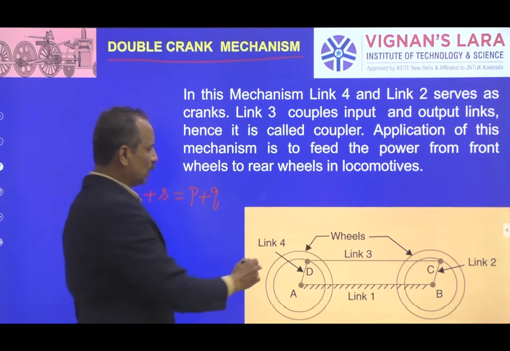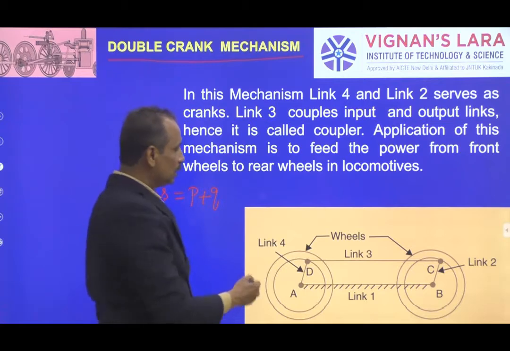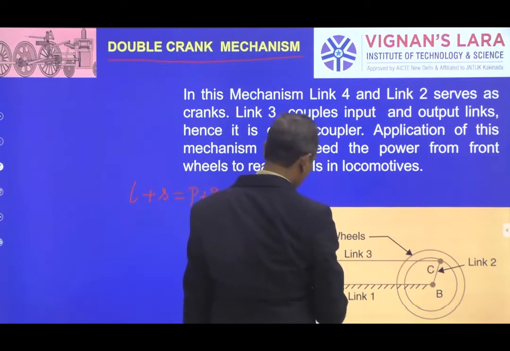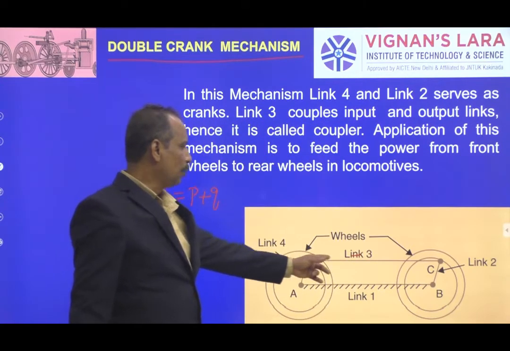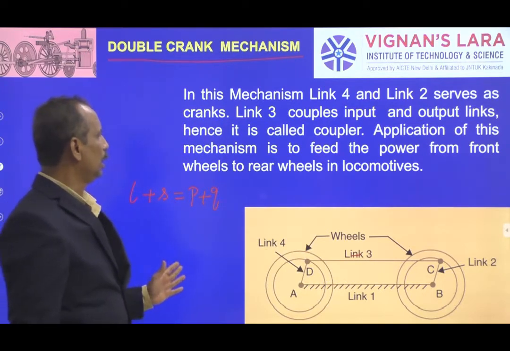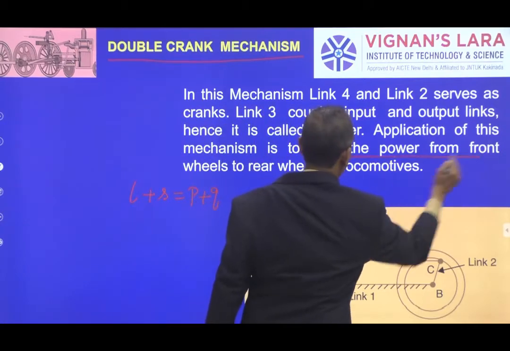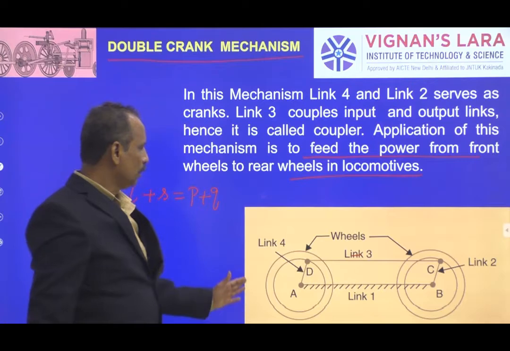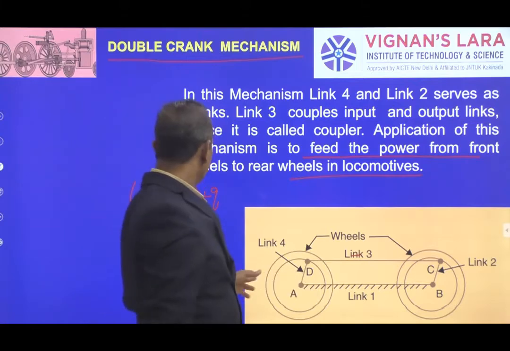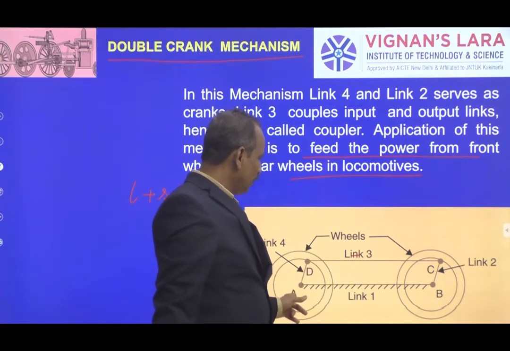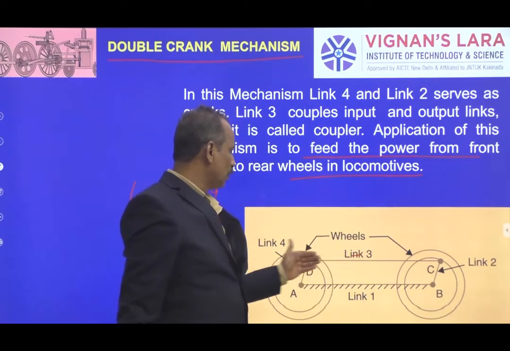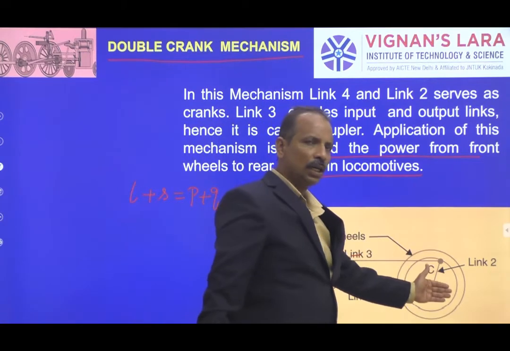As per our definition, a crank is nothing but a link which can revolve 360 degrees. One of the links is fixed and the other one is connected by means of a coupler, which is link 3. Practically you can see this in locomotives, where power is supplied from front wheels to rear wheels, or driving wheels to driven wheels. You can see here these are the front wheel set and these are the rear wheel set. There is a coupling rod which couples the front wheel and rear wheel.